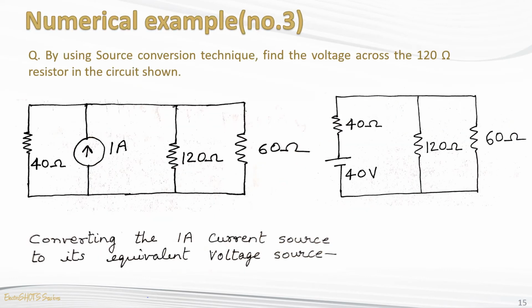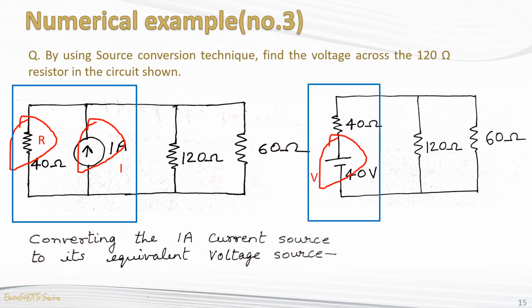So we come to yet another numerical example. By using source conversion technique, find the voltage across the 120 ohm resistor in the circuit shown. Now here you can see in the first diagram, which is the question, we have a 1 ampere current source. Now this needs to be converted to a voltage source.